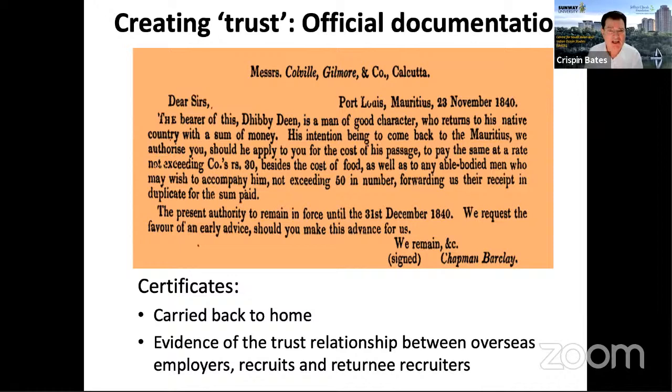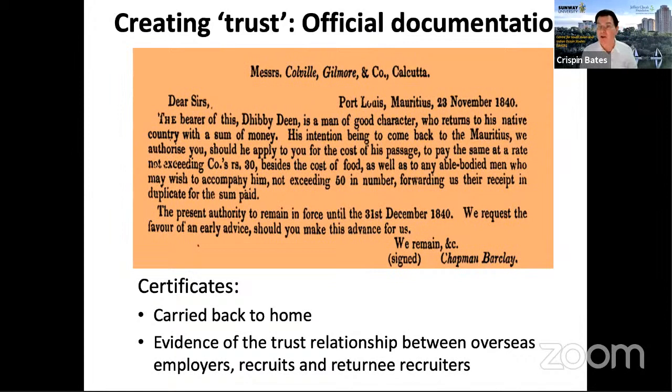And this one says, "Dear sirs, the bearer of this, Dibby Dean, is a man of good character who returns to his native country with a sum of money. His intention being to come back to the Mauritius, we authorize you, should he apply to you for the cost of his passage, to pay the same at a rate not exceeding 30 company rupees, besides the cost of food, as well as to any able-bodied man who may wish to accompany him, not exceeding 50 in number, forwarding us their receipt in duplicate for the sum made."